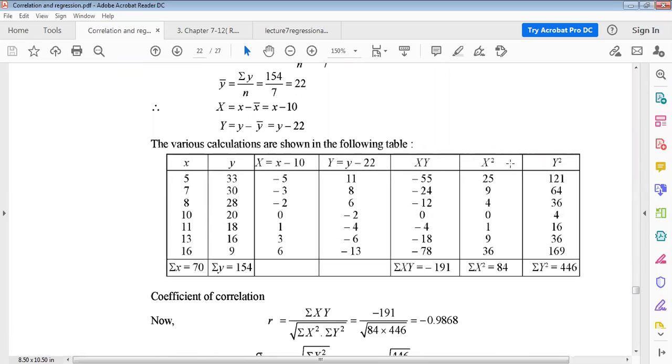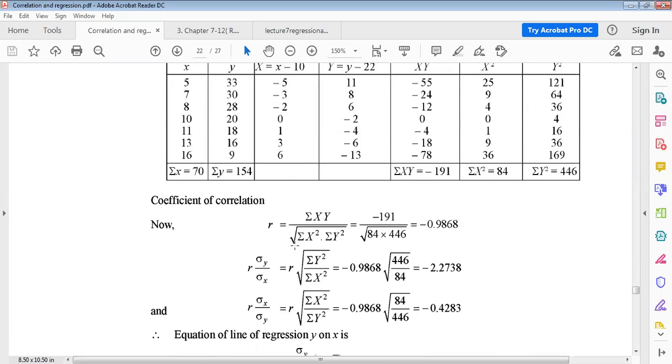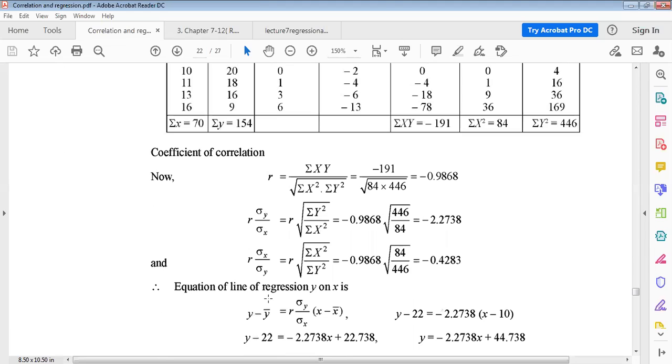We get capital XY, x square, and y square, and the correlation coefficient will be this. This is a negative correlation coefficient. So r sigma y over sigma x equals this, where sigma is the square root over summation y square and summation x square. Just putting these values, we get this. This is the regression of y on x, and this is the regression of x on y. Remember these two formulas.